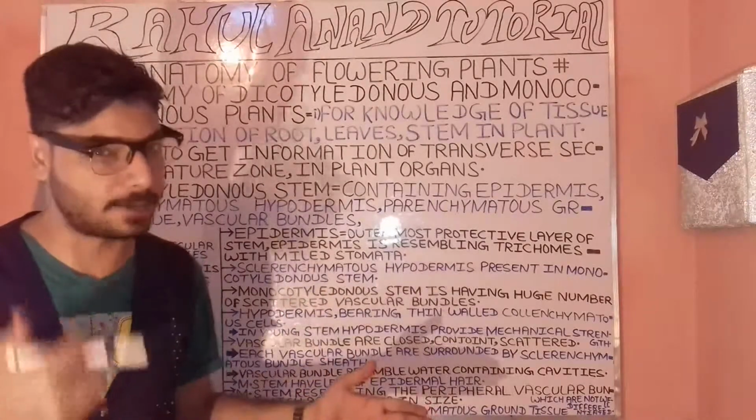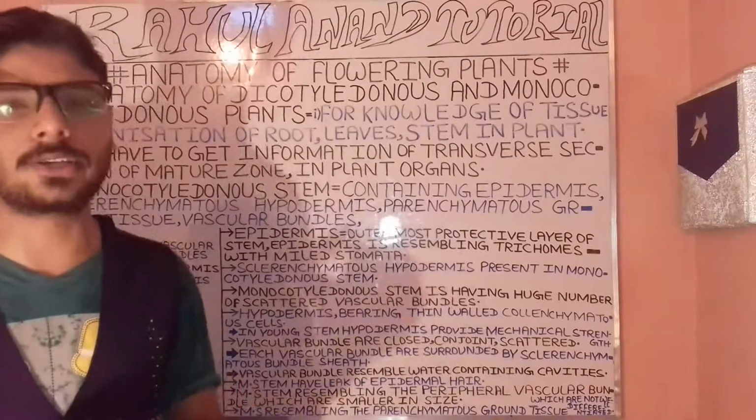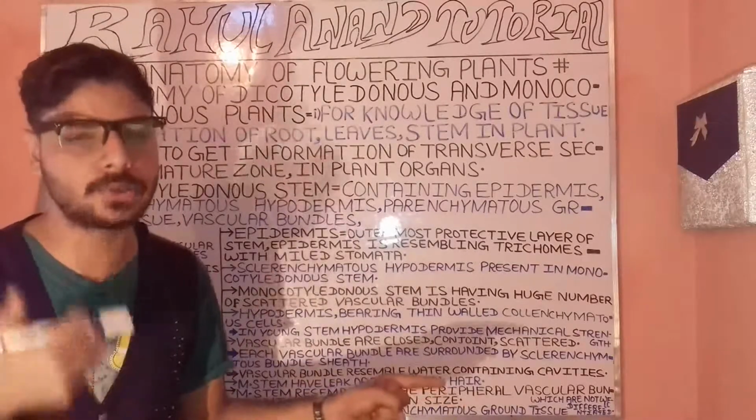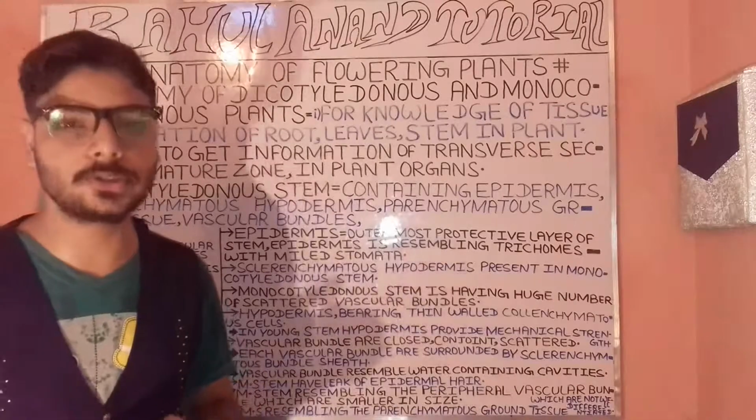With reference to the young stem, you are very clear about that. What are actually the hypodermis? Often when we are talking about these cases, what are actually the collenchymatous tissue? Remember what the collenchymatous tissue is?